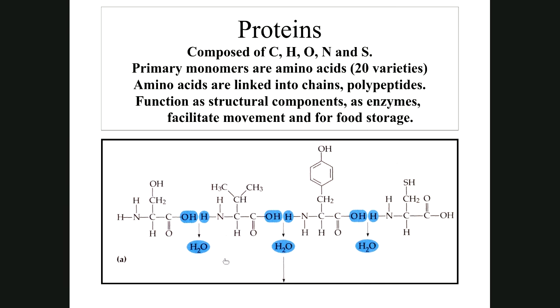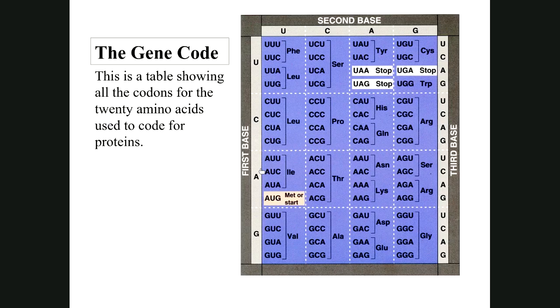See how they're all put together by condensation? Every one of them is joined together by condensation. So let's look at the picture. Here's what I was telling you about the genetic code. There are 20 amino acids, and they're abbreviated in here. This is a table showing all the codons, which are these 3 bases, for the 20 amino acids used to code for proteins. They're abbreviated, showing leucine, valine, alanine, threonine, serine, tyrosine. They're all in there, but we'll look at that toward the end of this class.